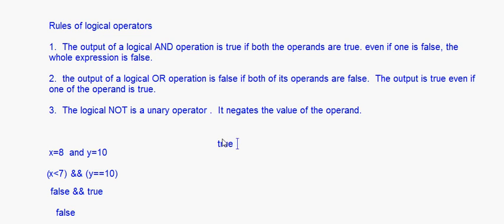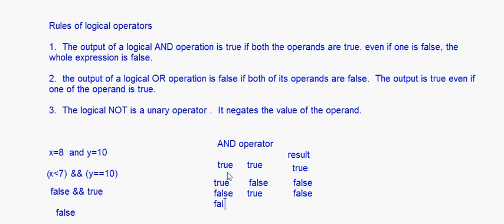For the AND operator, you have two expressions: true and true, the result will be true, right? And if it's true and false, the result will be false. If it's false and true, then again the result will be false, and if both are false, then the result again will be false, right? This is the truth table.